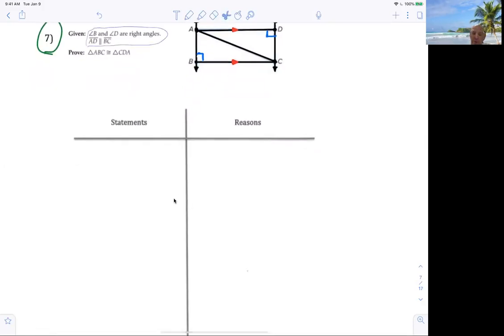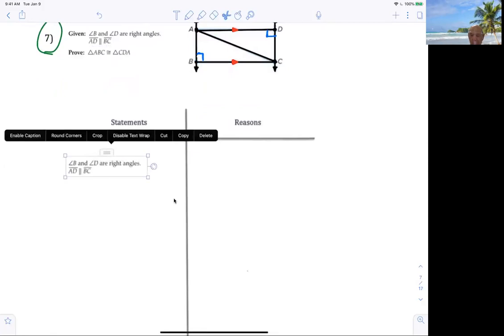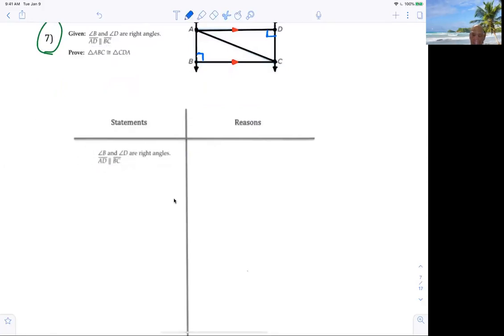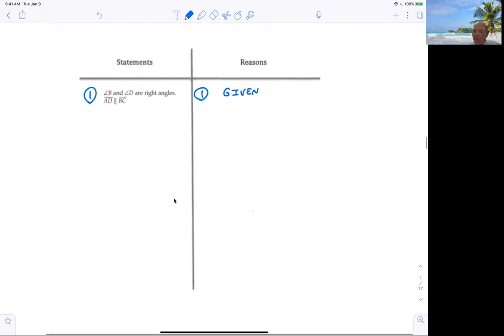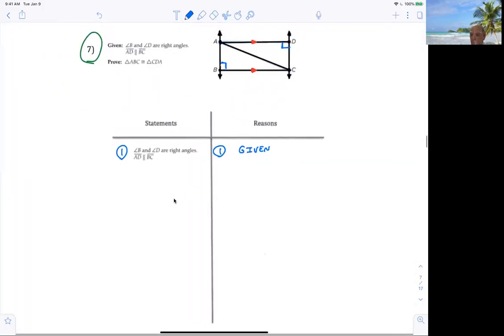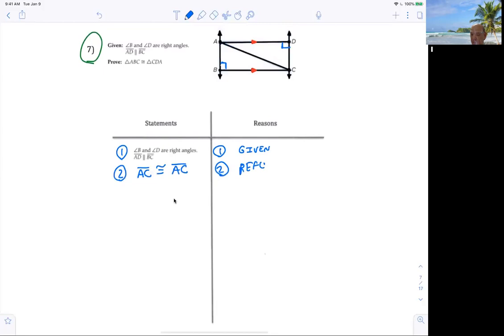So let's see who did this quickly. So number 1 I've got given here. All right, Kenzie, tell me something. Yes, here we go. AC is congruent to AC, and that is reflexive. So let's all do that. Come on, I did not think this was that hard. All right, so here we go. So I'm going to mark that. All right, someone else. Sam.